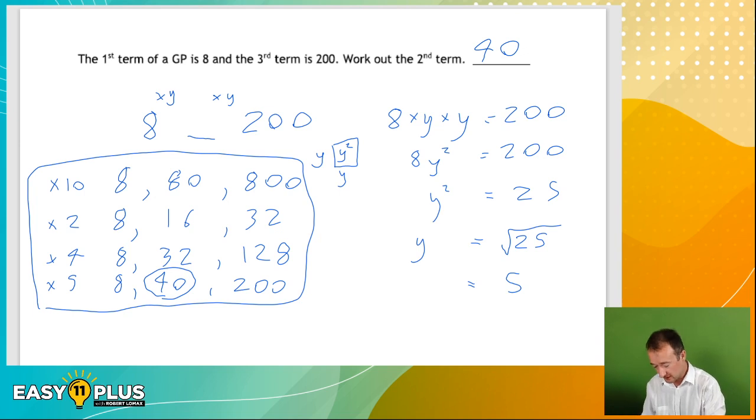So this says, what is the second term? Aha, I found out what you need to times by. So we go back up to here. We say 8 times, we know that y is 5. 8 times 5 is 40. And now we can write that up here.